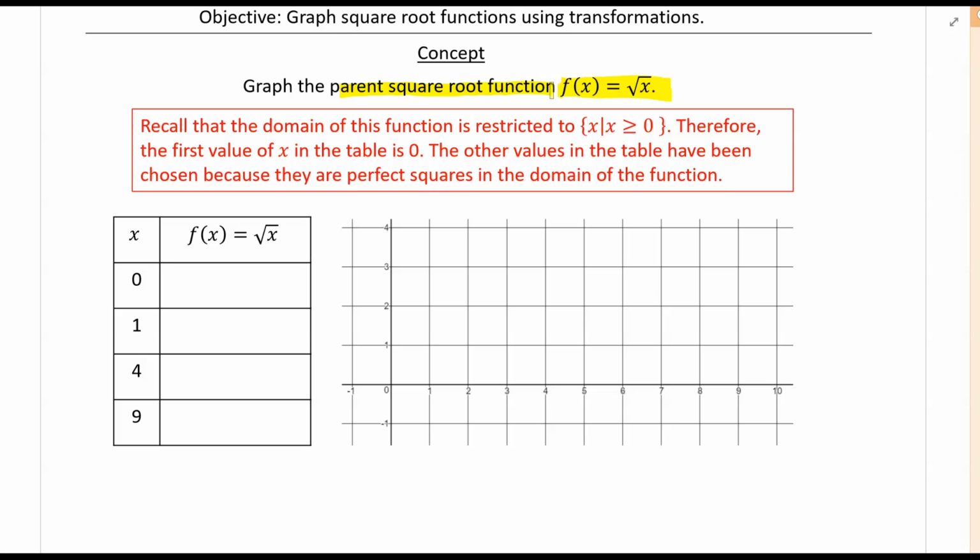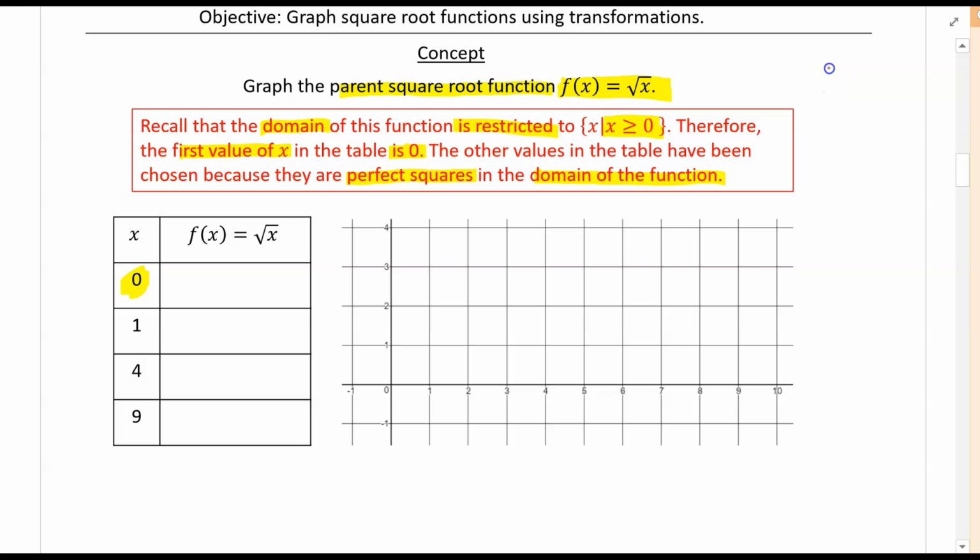And if you remember, the square root functions have a restricted domain for the positive values. X has to be greater than or equal to 0. That's the restricted domain. So the domain is restricted to x greater than or equal to 0. That's why the first value of x is 0 here. And then the other values in the table have been chosen because they are perfect squares in the domain of the function. Why? Because we're going to take the square root, so you want perfect squares, okay?